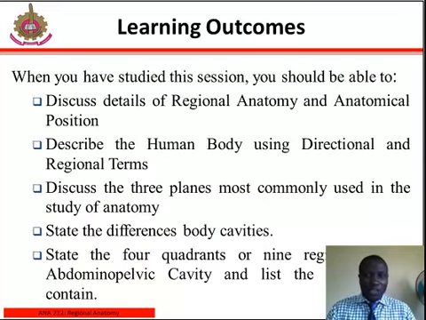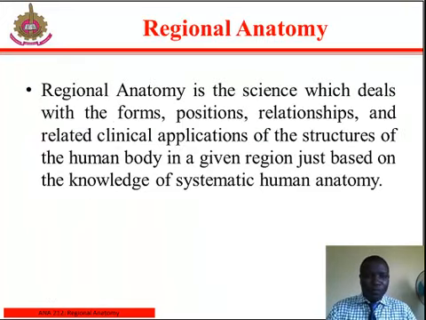When you have studied this study section 1, you should be able to discuss the details of regional anatomy and anatomical position. You should be able to describe the human body using directional and regional terms. And you should be able to discuss the three planes most commonly used in the study of anatomy. You should be able to state the body cavities. You should be able to state the four quadrants and the main regions of the body cavity.